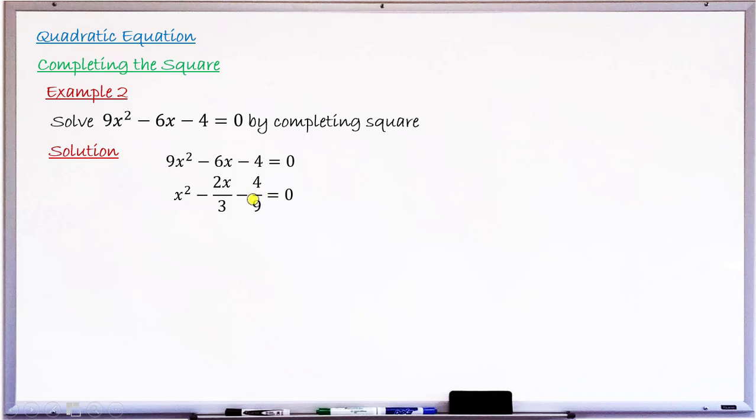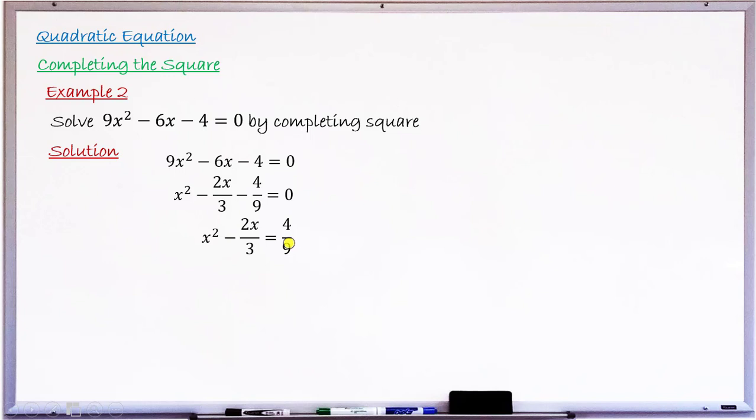This minus 4 over 9 will now be shifted to the right. So let me do that. I'm going to have x squared minus 2x all over 3 on the left, because the rule says you just get your squared term and the term with the letter x on the left. All others will now be shifted to the right. So you now have 4 over 9 on the right.